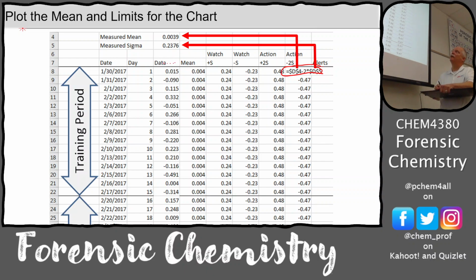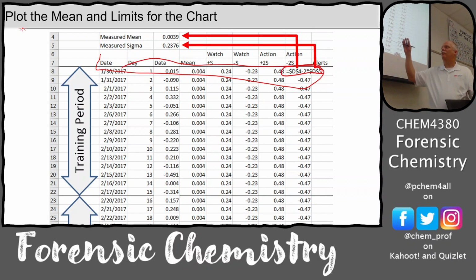And so then I plot this whole thing from the date all the way over. I select all of this all the way down. Actually, I plot the training period, and then I select everything from here down and plot that as the next group.